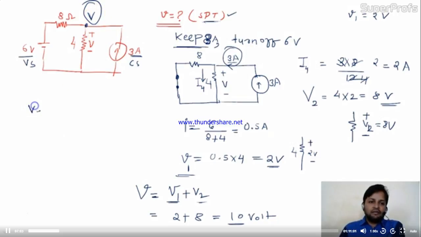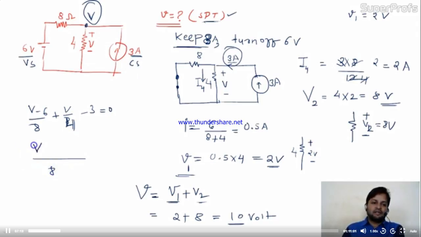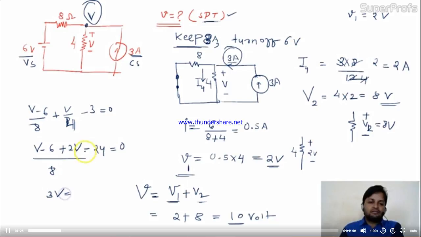Here (V minus 6) divided by 8. Is it correct? (V minus 6 minus 0) divided by 8 plus V by 8, plus, sorry, 4 it is, 4. Incoming current is 3, equal to 0. Correct? Here the LCM is 8. V minus 6 plus 2V minus 24 equal to 0. 3V equal to, tell me, 30. Is it okay? V equal to 10. Simple.